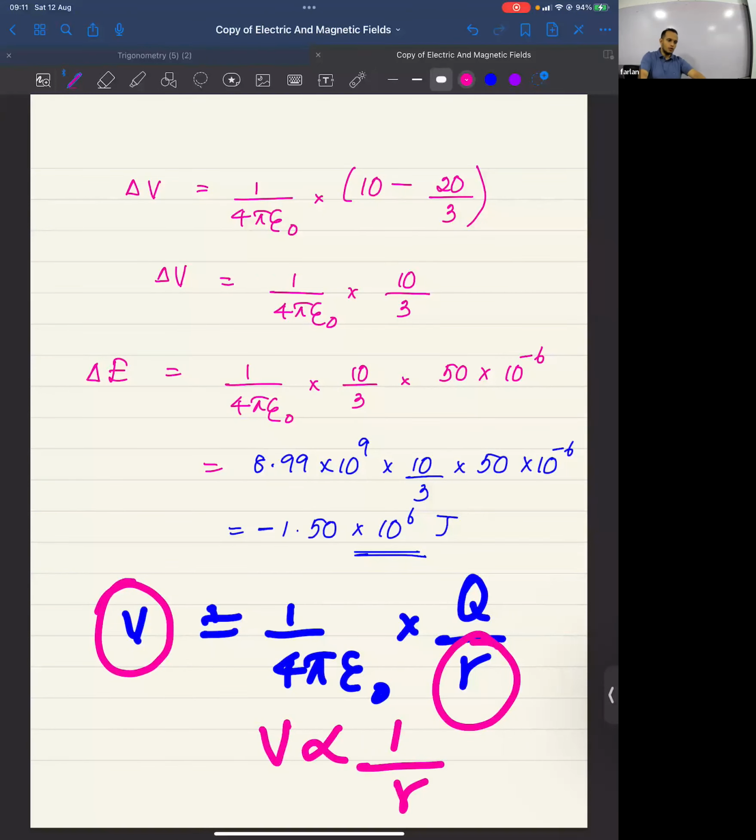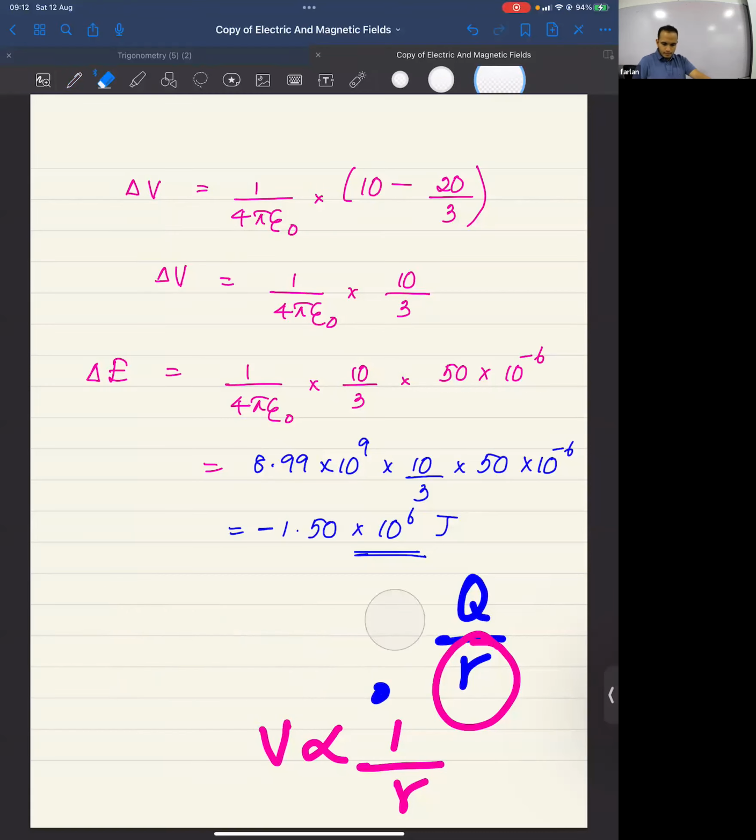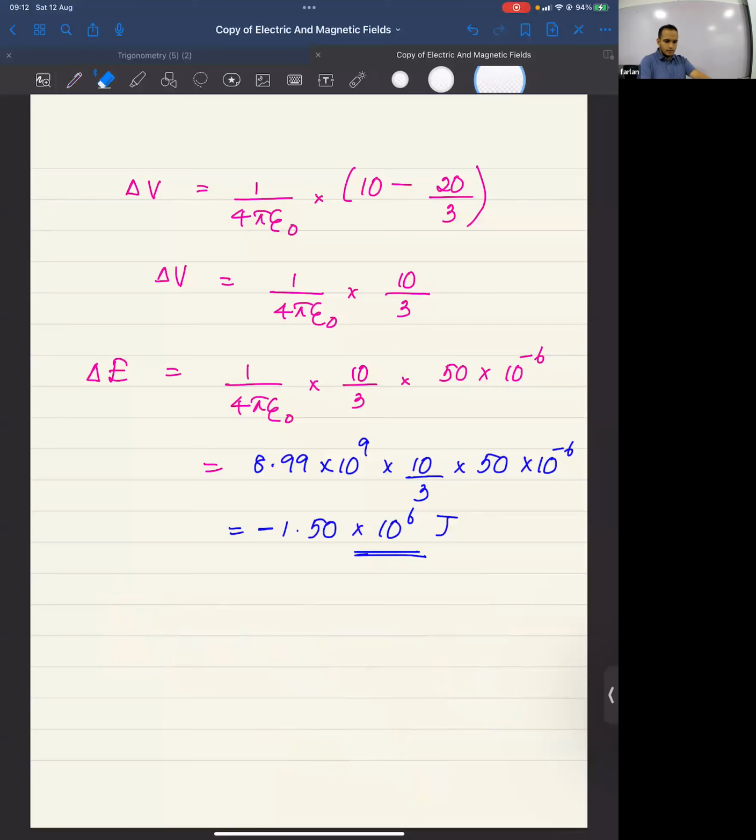So when you are moving from A to B, you are going away from the fixed charge. That means you are going to a lower potential point, so the electric potential energy will decrease. When you come towards the charge, electric potential energy will increase. Is that okay? Right?